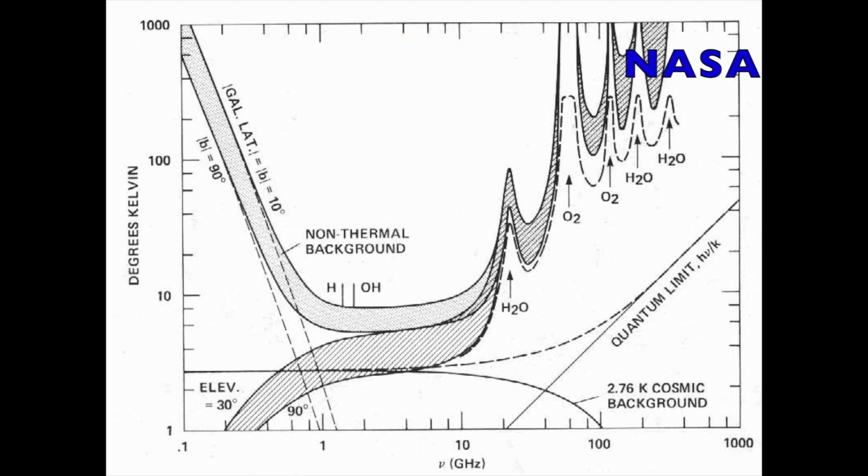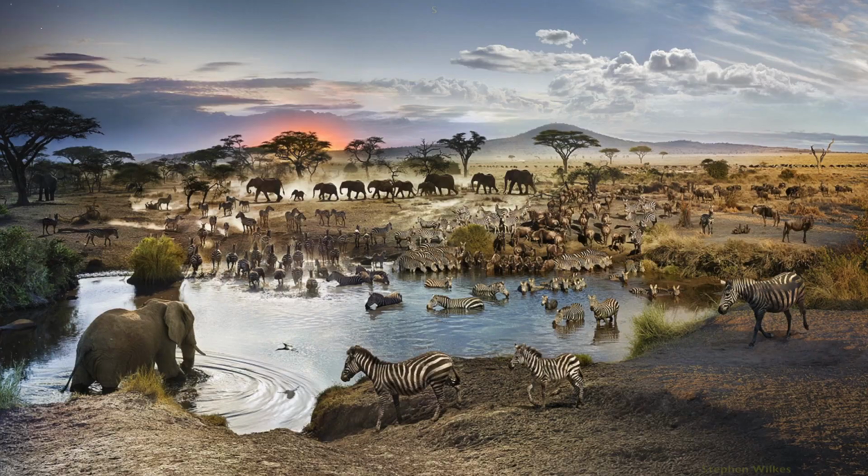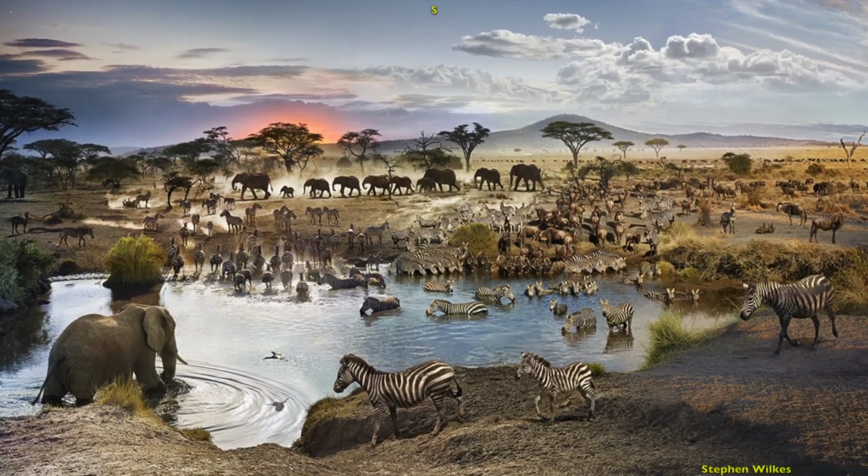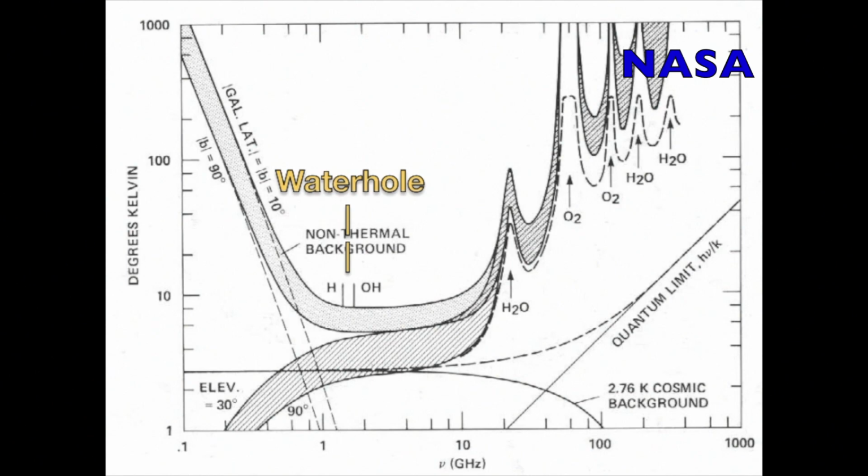The small range of frequencies between the H and OH emission frequencies is known as the water hole, because, analogous to the behavior of creatures on Earth, any extraterrestrial species may congregate in this frequency range to listen for messages from or to transmit messages to other species.